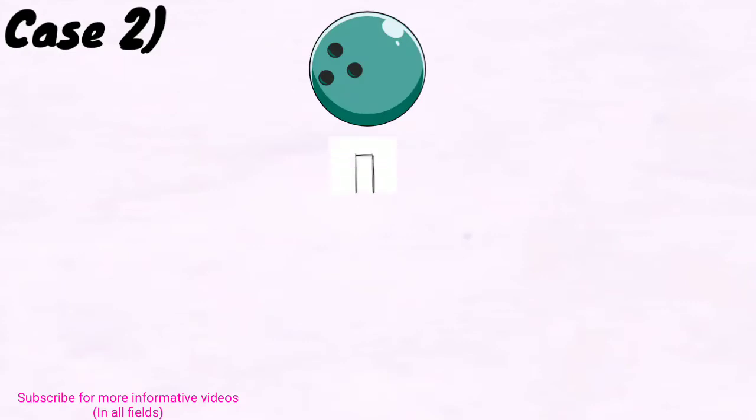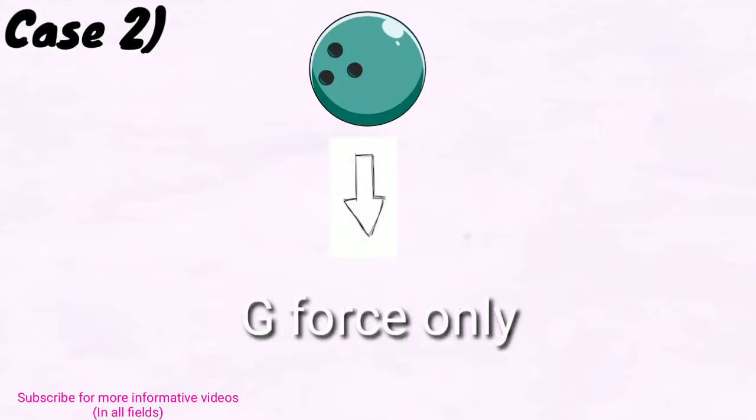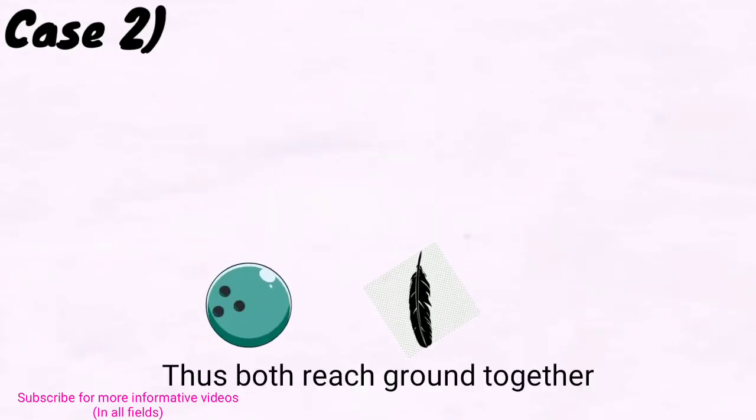While in the second case, as no air resistance is present, the force acting on the object is only the gravitational force. Thus both of the objects will reach the ground together. Let me give you the practical look at it, right?